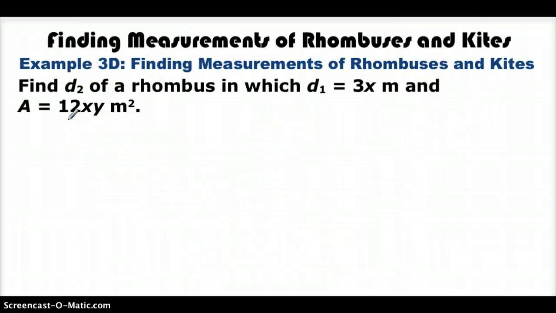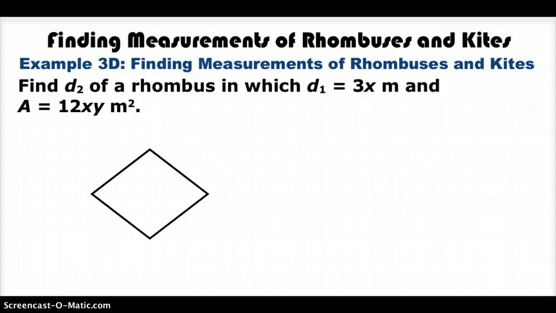Okay, the final one says: find diagonal 2 of a rhombus in which diagonal 1 equals 3x meters and the area is 12xy square meters. All right, so let me see if I can go find a rhombus here. Rhombus, this one looks good. Okay, so I'll take a rhombus here, and it says the area is 12xy meters squared. Okay, and diagonal 1 is 3x meters.